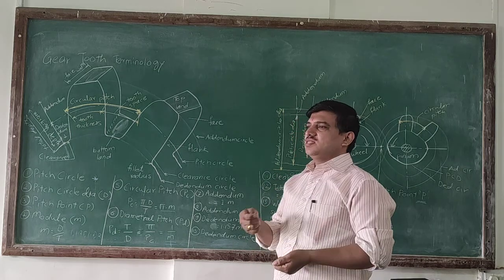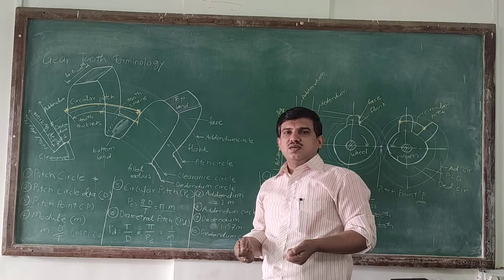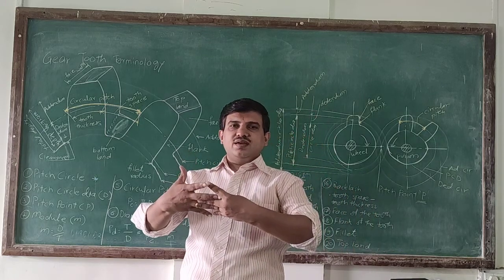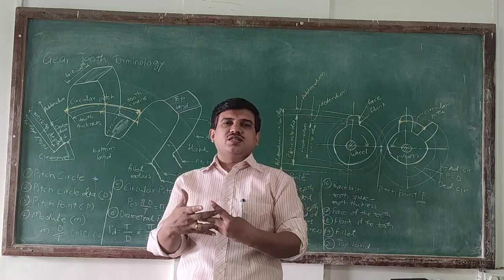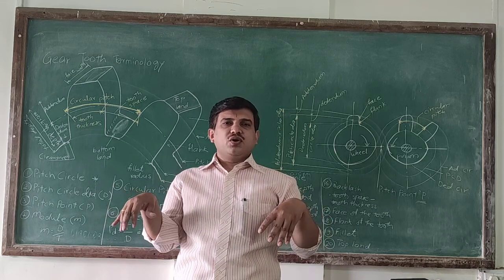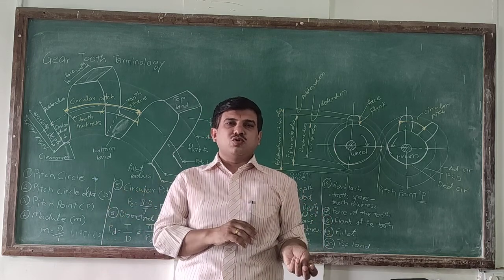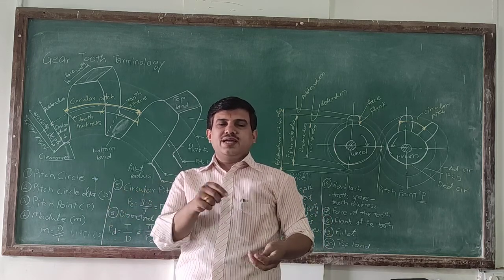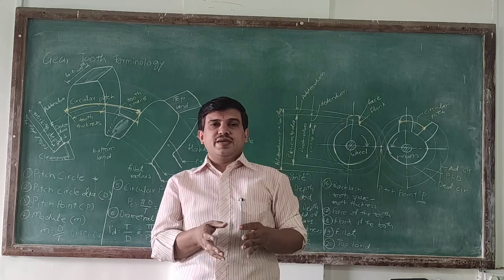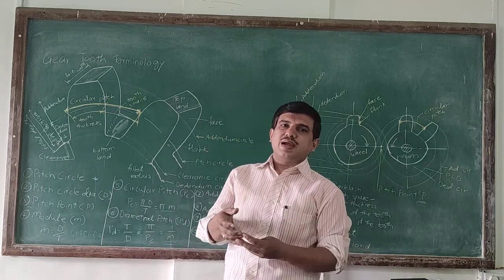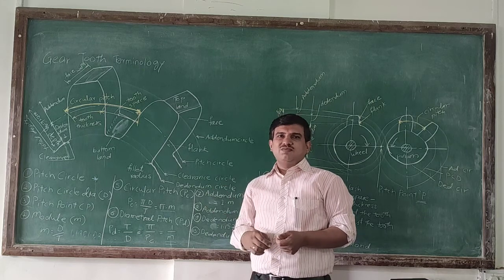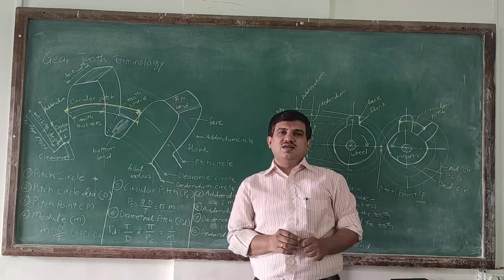if suppose backlash is 0, what will happen? Both the mating gears will jam with each other. They will not have pure rolling action. They will not transfer the motion. So theoretically speaking or practically speaking, we can't keep the backlash as 0. Some backlash we have to give in the design itself.